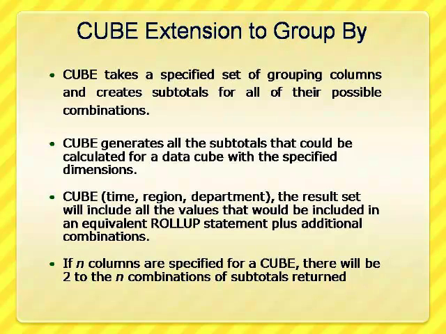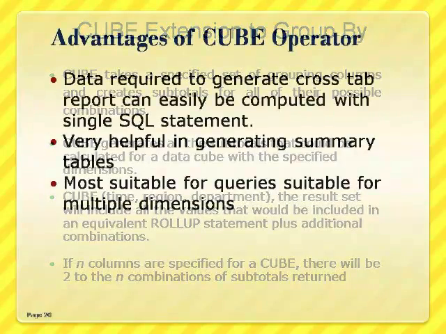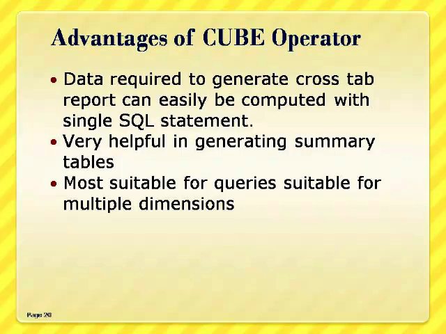If you take, say, for example, 3 dimensions, time, region, department, and if I apply the cube function over 3 dimensions, the result set will include all the values that would be included in an equivalent roll-up statement plus additional combinations. If n columns are specified in a cube function, we will have 2 to the power n combinations of subtotals as output. Use cube in any situation requiring cross-tabular reports; the data needed for cross-tabular reports can be generated with a single select using cube.